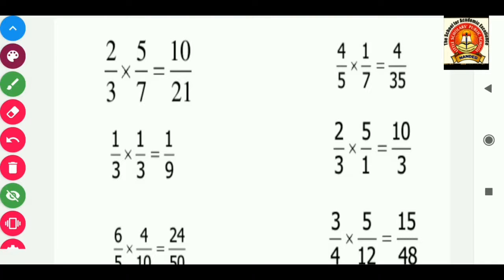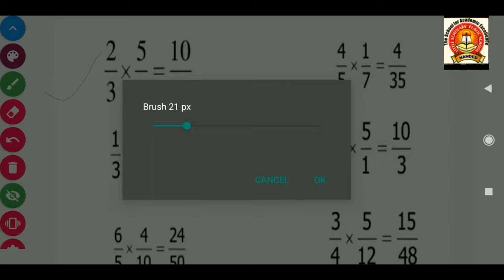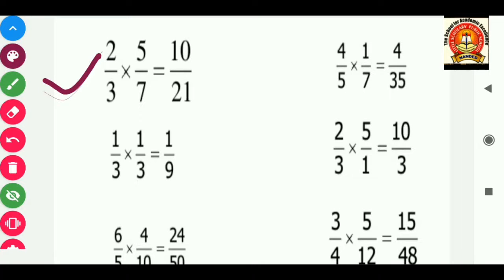Children, you can see here there are some examples. In this example, you need to multiply 2 by 3 with 5 by 7. So I have simply multiplied the numerators, 2 5s are 10, and multiplied the denominators, 3 7s are 21, and the required fraction after multiplication is 10 upon 21, and 10 upon 21 is already in reduced form.